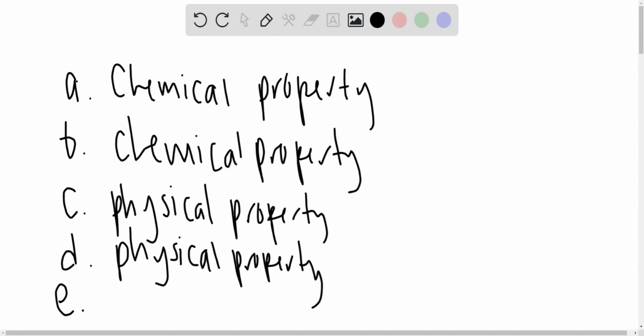So if something is losing energy and losing particles, would you say that it is changing its identity? Or would you say it's undergoing chemical change? Yes, right? So this is a chemical property because uranium, as it decays, is losing energy and losing particles. So this is a chemical property.